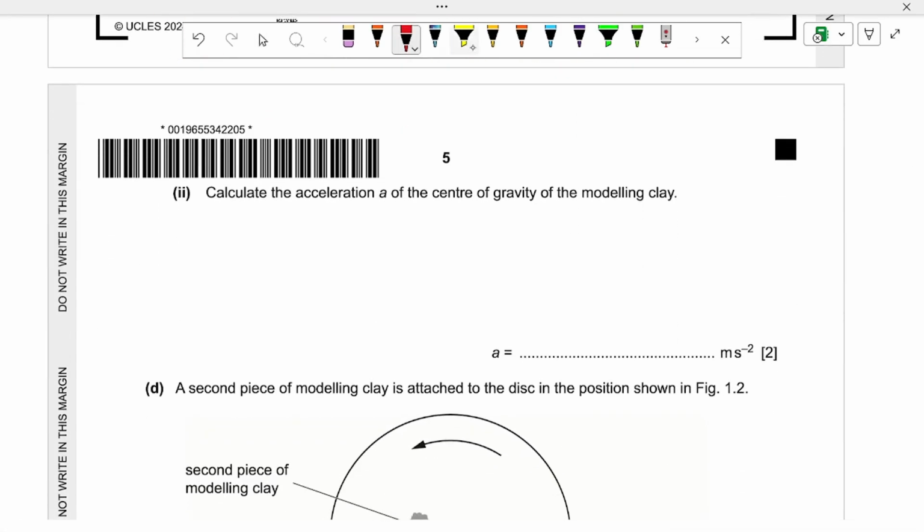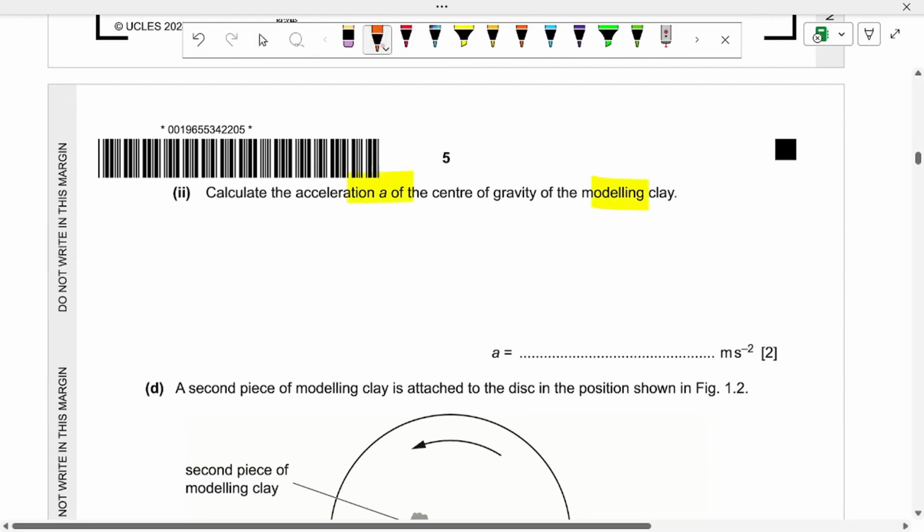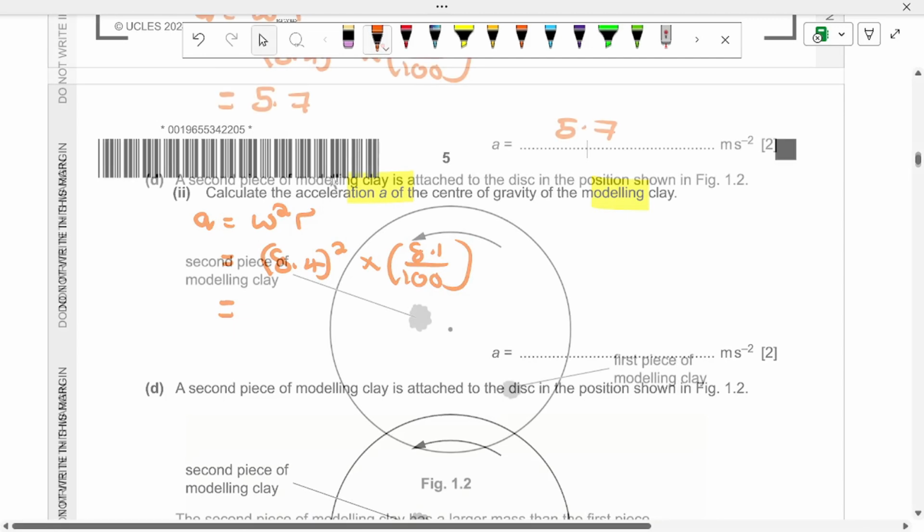Calculate the acceleration a of the center of gravity of the modeling clay. Whenever we have circular motion, I know my acceleration is just going to be equal to omega squared multiplied by r, or a equals v squared divided by r. That's going to give me an acceleration of typically 5.7. Move on to the next question.